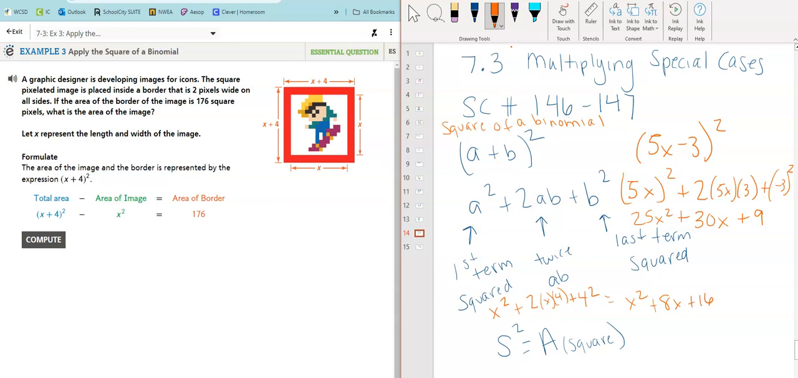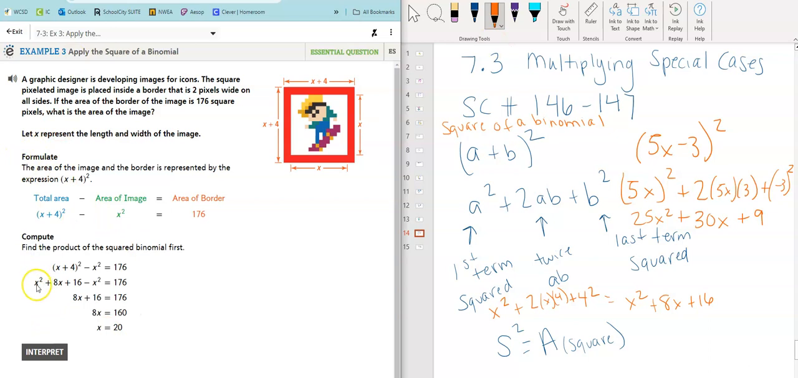Let's see if we're right. Here we go. So they went ahead and applied the property as well. Oh, this part is right: x squared plus 8x plus 16. But then you'll notice here that because we want just the border, we have to get rid of the image area. So they're subtracting x squared, which is going to get rid of this. And we're going to be left with just 8x plus 16.